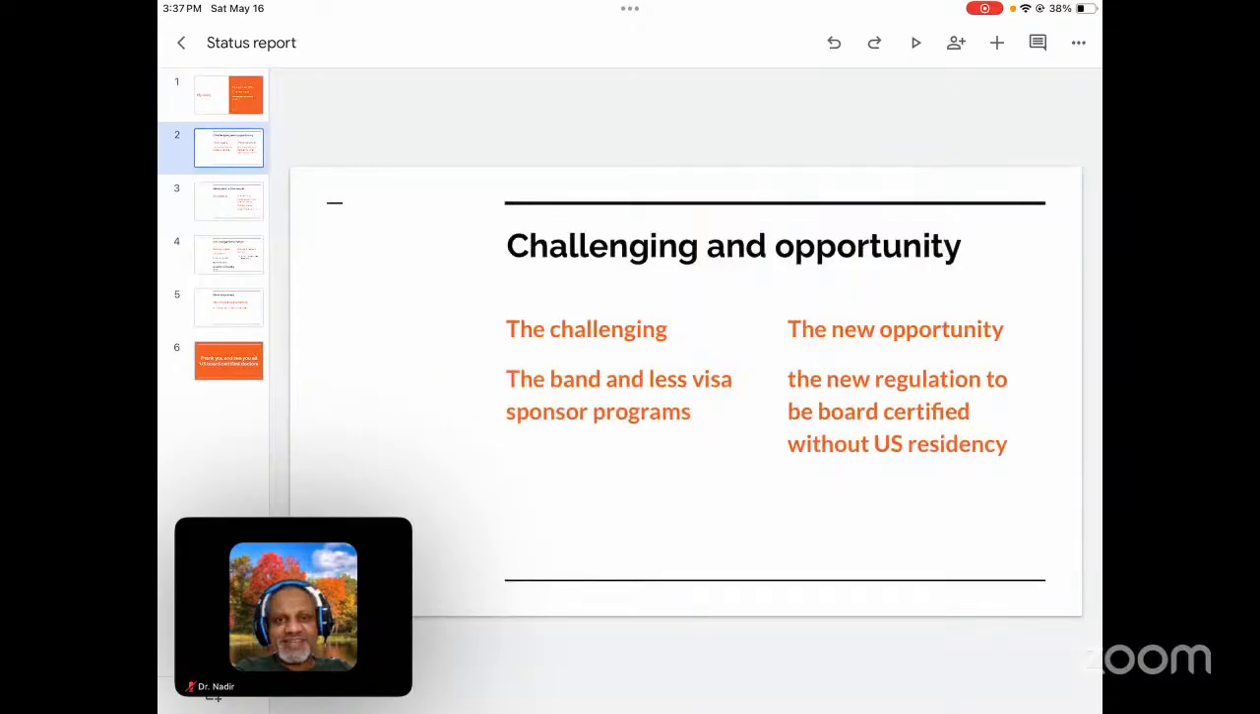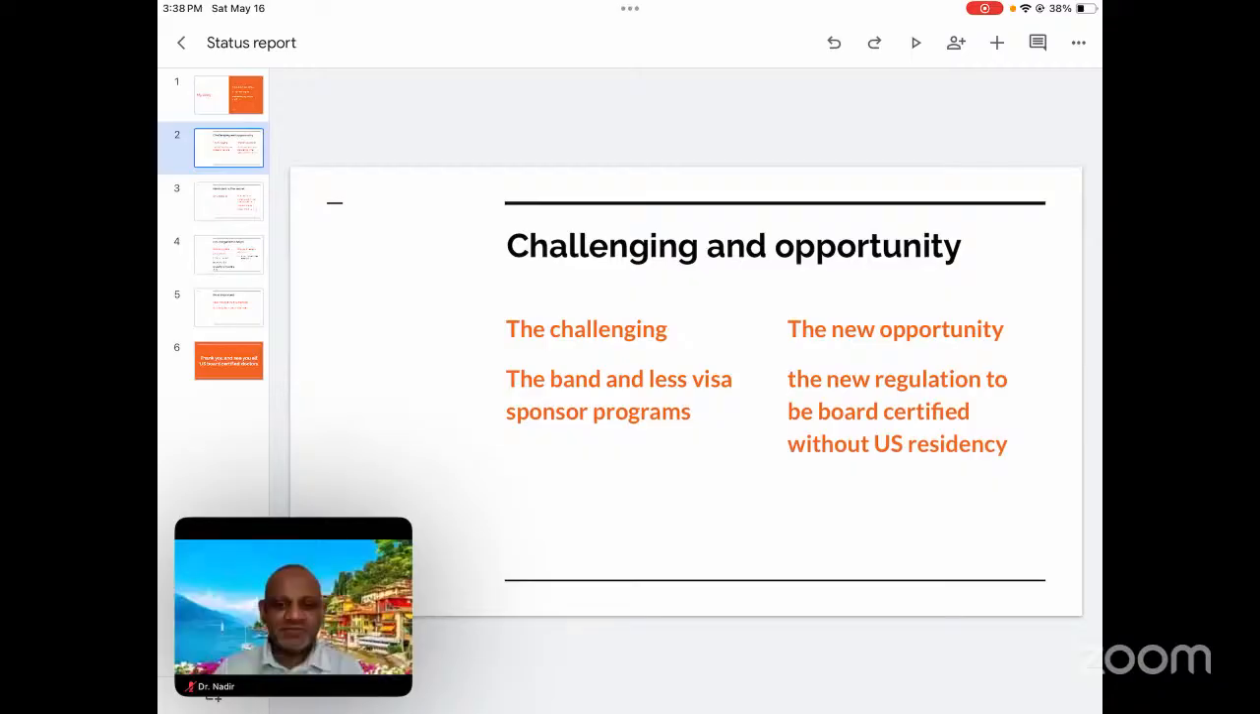However, with each challenge, there is always an opportunity. So if anyone here feels the ban is affecting his dream, this is the story for you. If you are applying for a visa program, as you know, now we have fewer visa sponsored programs with the new regulations. However, with challenges, as I said, there is more opportunity.